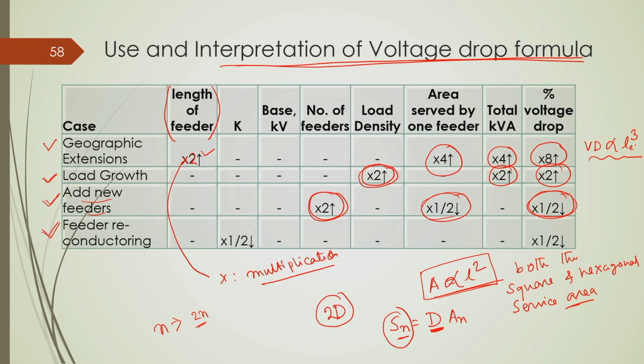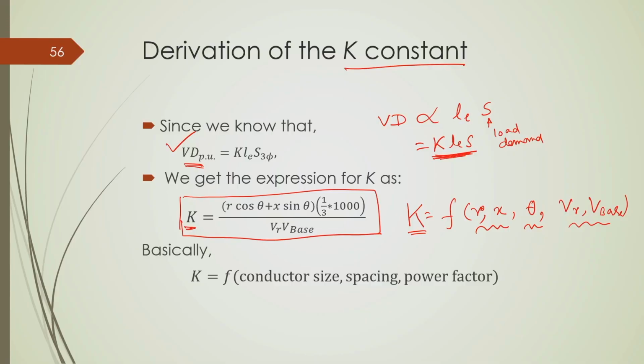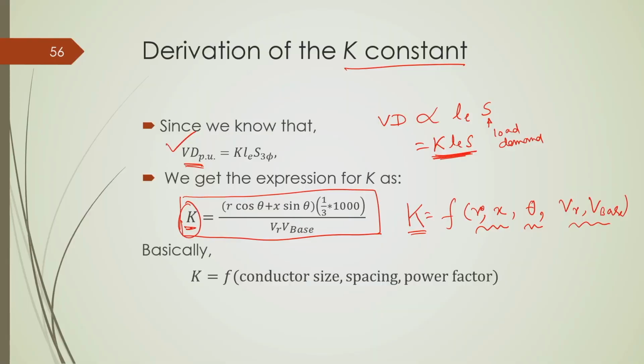Now, sometimes we change the conductor. This is called feeder reconductoring. It is also called conductor replacement. Okay. Suppose we have a feeder and we change its conductor size. What will be the impact of this? Since you know the constant k, in that case the number of feeders will remain same, the feeder service area will remain same, everything will be same, but this constant k, which is proportional to the feeder parameters r and x, will change.